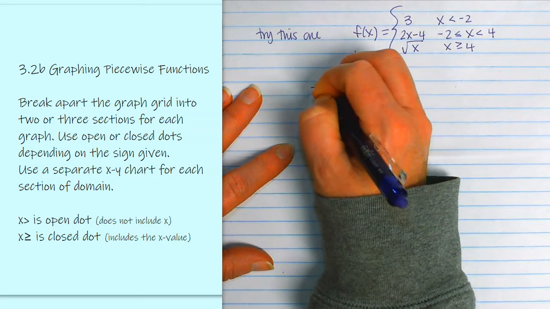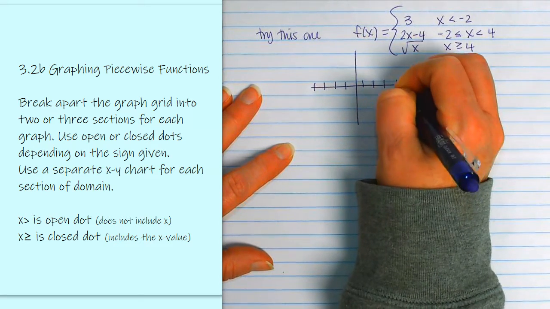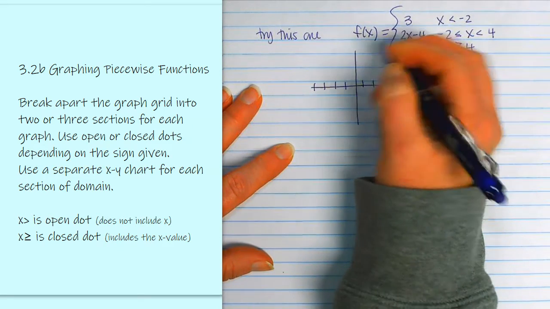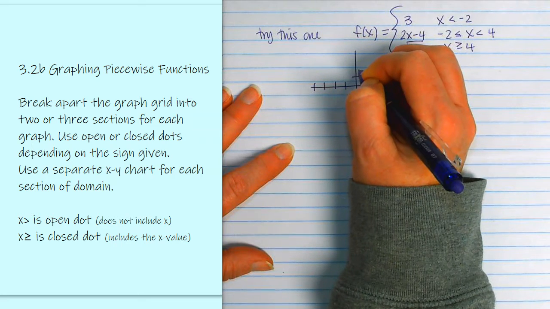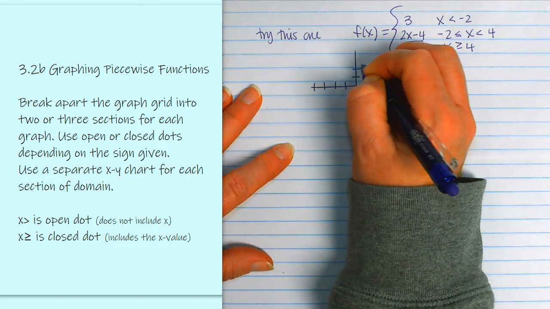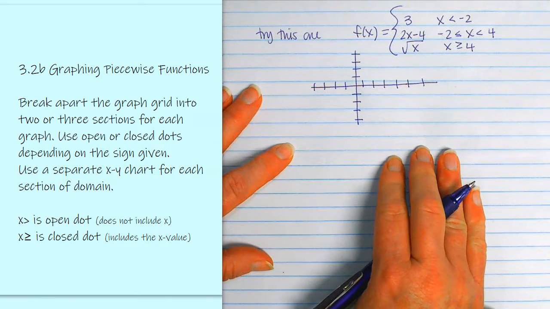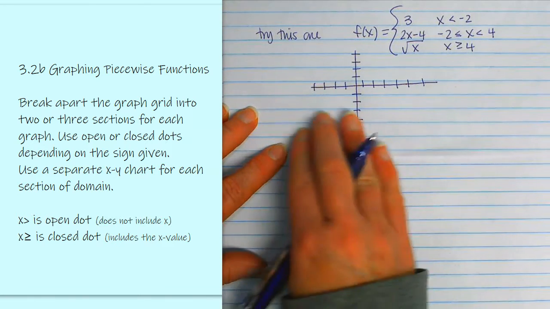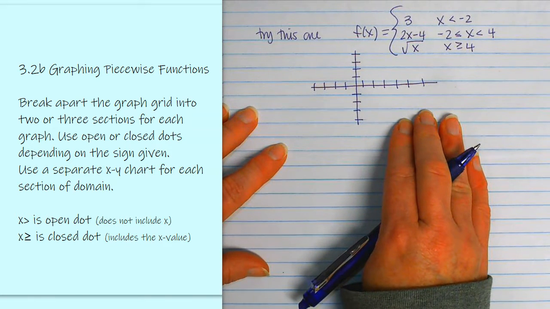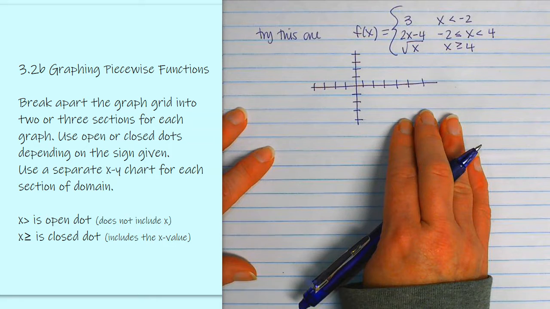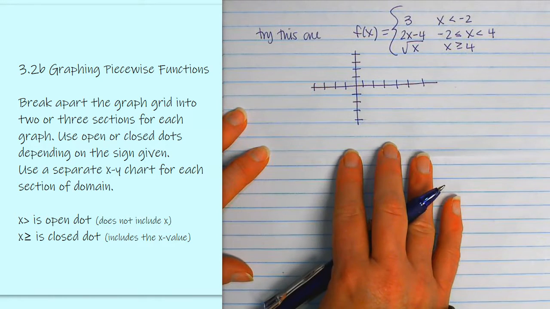So the idea is that we have this grid. We have 3 separate pieces of this, and so I want you to separate your 3 pieces, pause the video, do the 3 pieces, and then you're going to want to graph each one in the section that it's in.